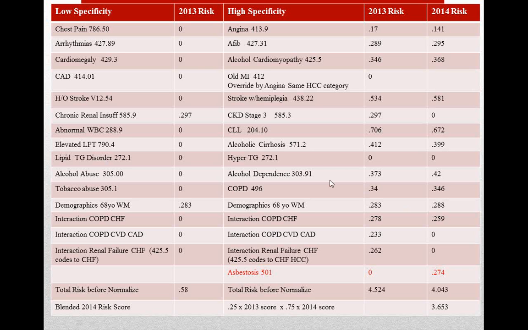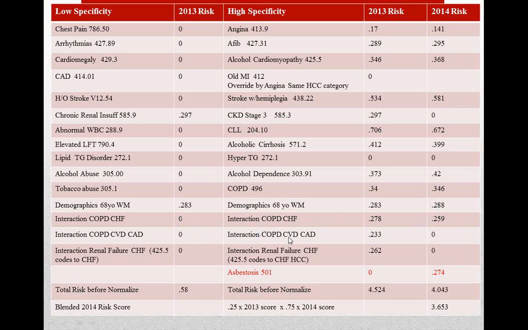Remember, abuse versus dependence. I think it's easy to document in this person they're dependent. You'll get a risk score for the dependence. You do not get it for the abuse. Tobacco abuse, since they're a 40-pack-year smoker, you're going to get no risk score, but the COPD, you do get a risk score for. Demographics, this is going to be just the 68-year-old white male, and you're going to get a risk score, and it's going to change a little bit in 2014.